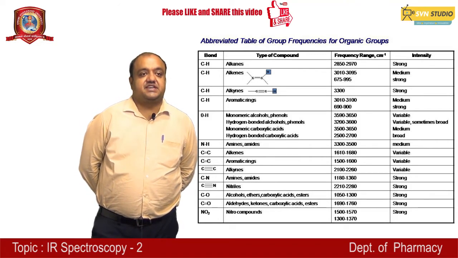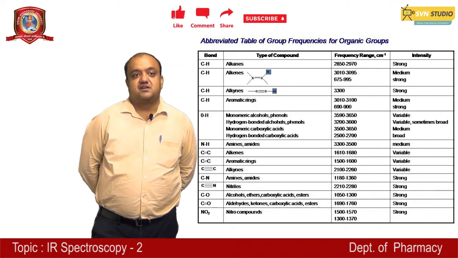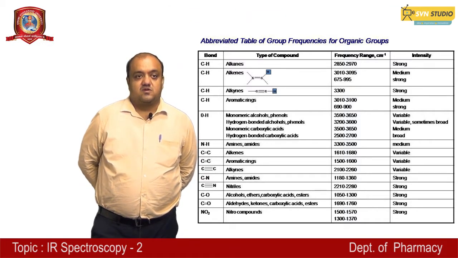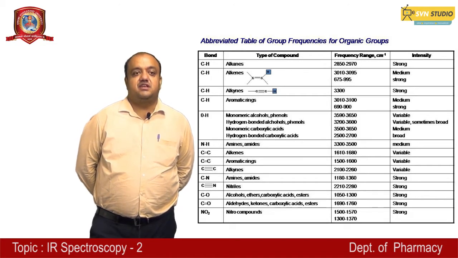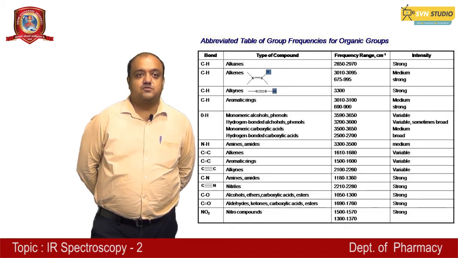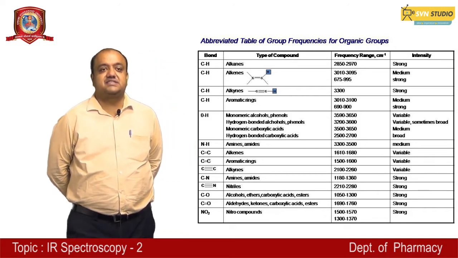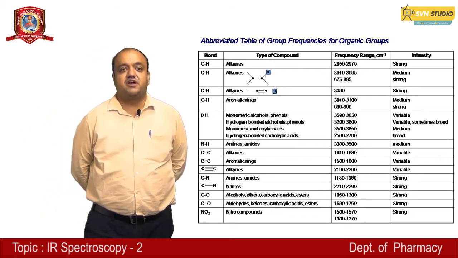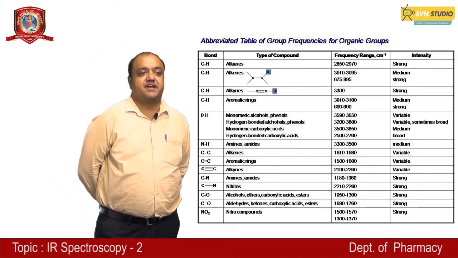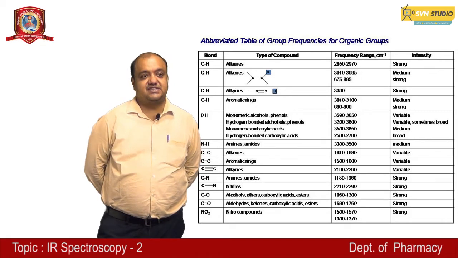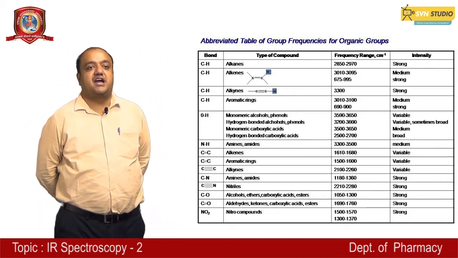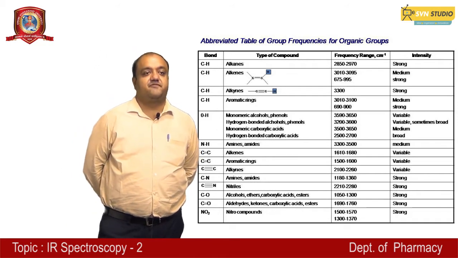And C-H stretching in aromatic ring shows two peaks: one at 3010 to 3100 centimeter inverse, and another at 690 to 900 centimeter inverse, strong and medium intensity bands. And O-H stretchings in monomeric alcohols like phenol, and hydrogen bonded alcohols, phenol.